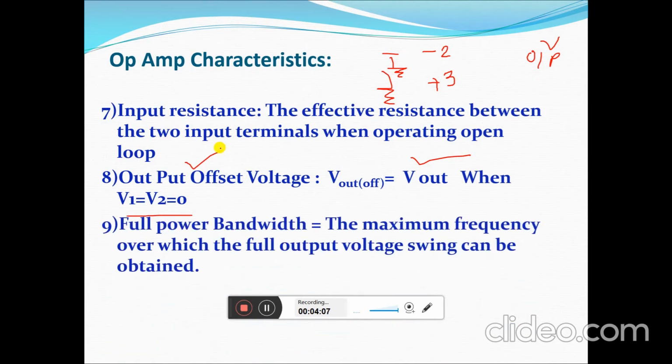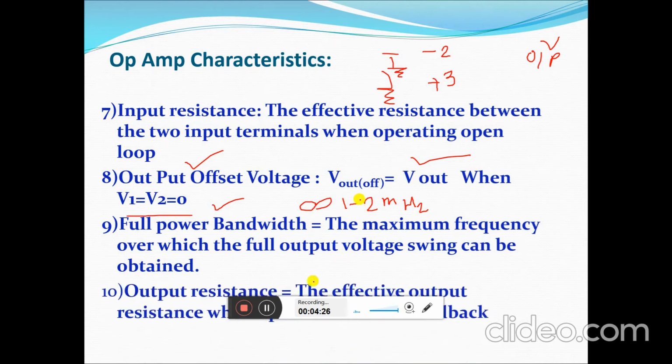Next property, the bandwidth. The maximum frequency over which the output voltage can swing is known as the bandwidth. Ideally, the operational amplifier bandwidth is infinite and practically it is 1 or 2 megahertz. Next one, output resistance. The effective resistance in the open loop mode is known as the output resistance. Output resistance is ideally 0, practically it is 75 ohm.